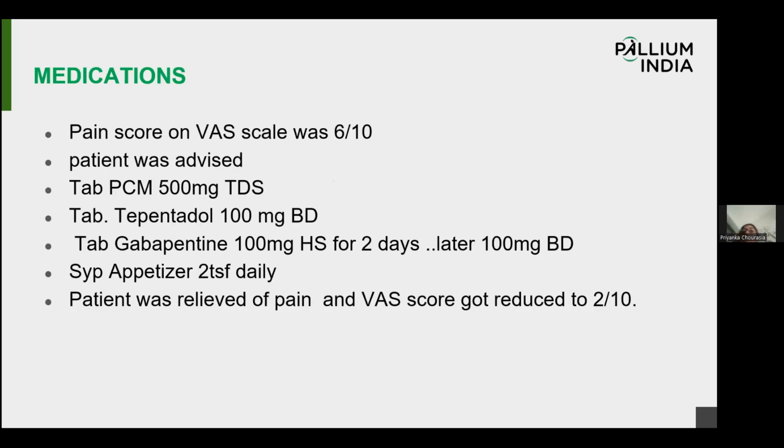So the patient's VAS score when he came to our ward was 6/10, and he was advised tablet paracetamol 500 mg TDS, tablet tapentadol 100 mg BD, and tablet gabapentin 100 mg HS for 2 days, and then later 100 mg BD. And since he was complaining of loss of appetite, one syrup was added. Now the patient was relieved of this pain, and his VAS score got reduced to 2/10.